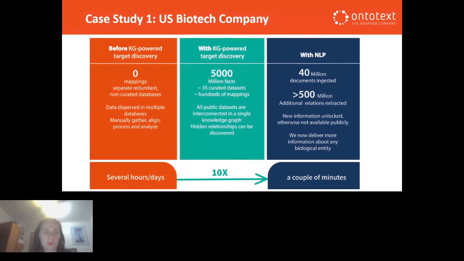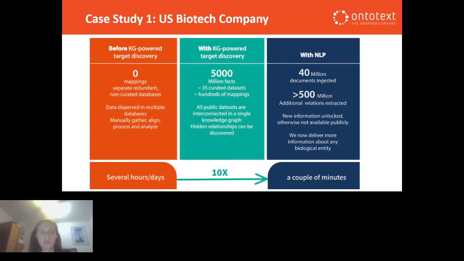So we're almost at the end of the presentation, and here we have two case studies. Number one is, again, a US biotech company. It's focused on immuno-oncology, and it already got a significant investment. It already has a well-established pipeline of targets, and they already got into clinical trials with one of them. Before using the technology, they used to do a lot of manual work. For each of the targets in their pipeline, they had to spend several hours and several days to retrieve all the information necessary.